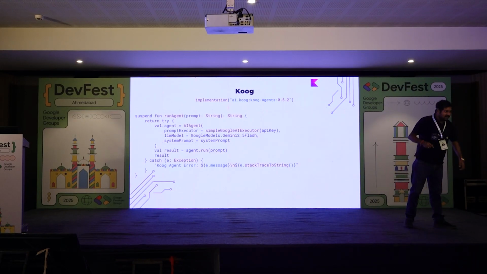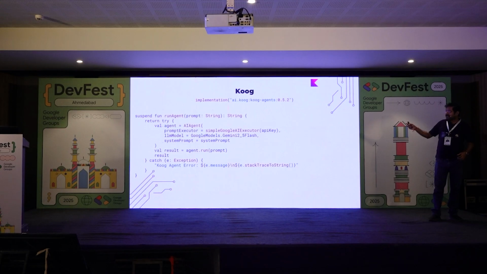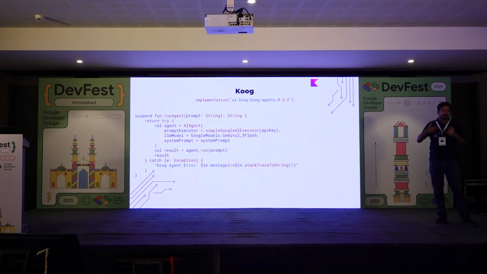So what it is doing is creating an AI executor with Gemini. First line, prompt executor, simple Google AI executor. Second line, I am telling which model to use, same as we did with the Gemini API. Use Gemini 2.5 Flash. Then I'm passing a system prompt.